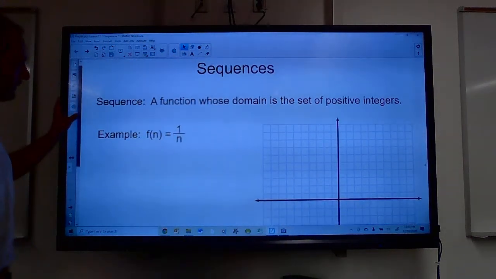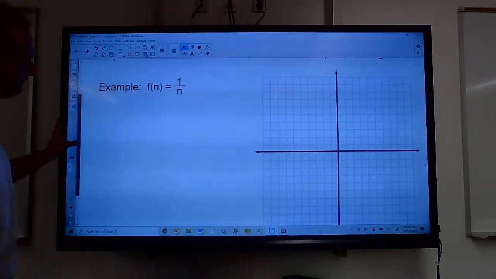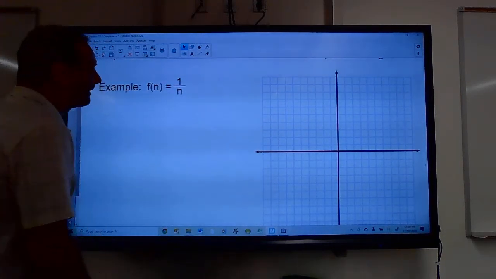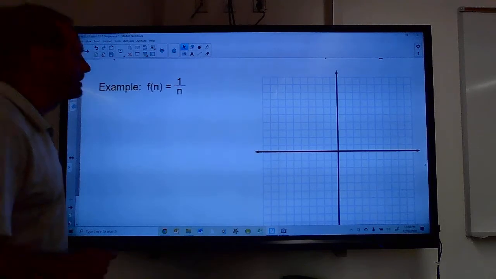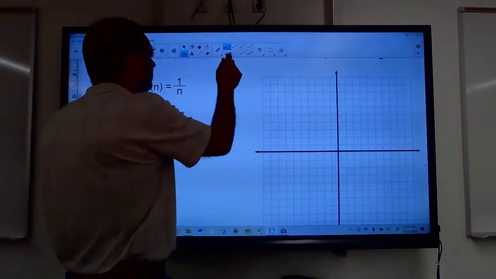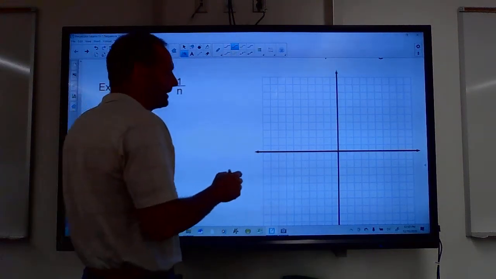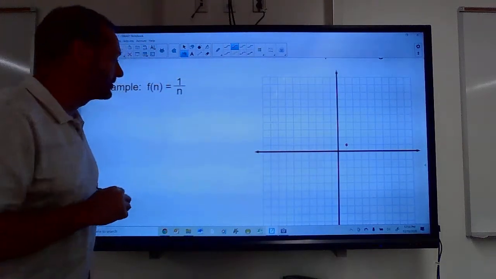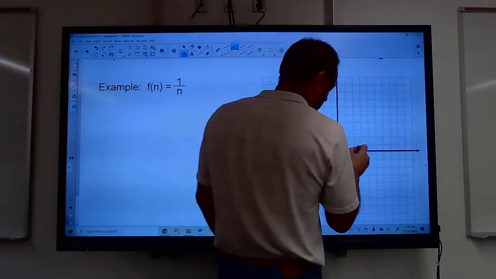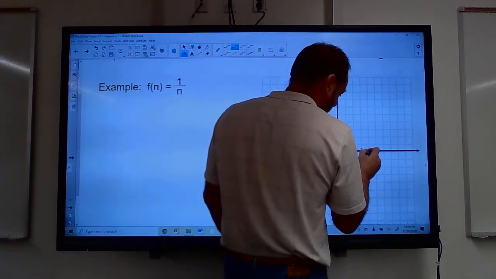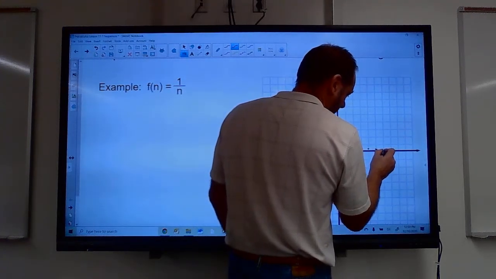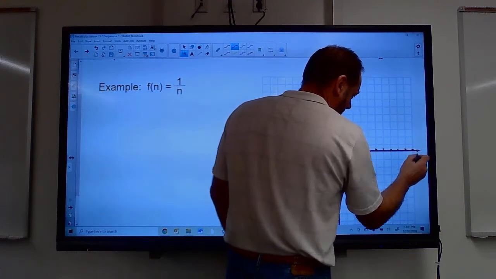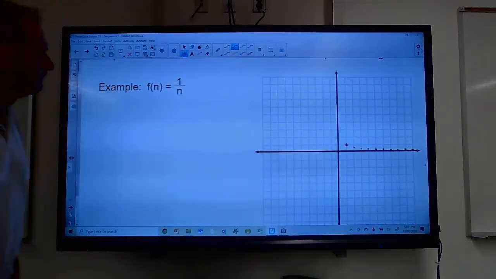So, for example, the function f of n equals 1 over n. If I were to graph that, it would start out as I plug in 1 and I'd get 1 over 1 is 1. And I plug in 2, I'd get 1 over 2 is 1 half. 1 over 3 is a third. 1 over 4 is a fourth, a fifth, a sixth, and so on. Okay. So it's going to look like that.